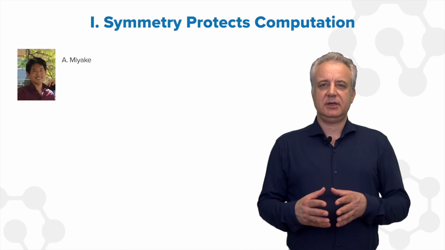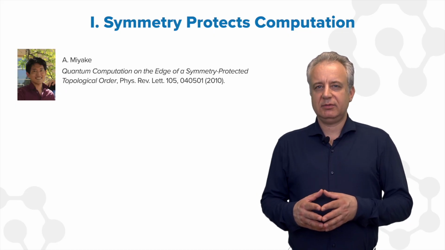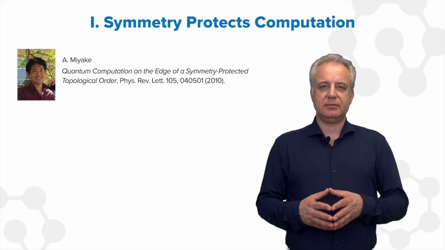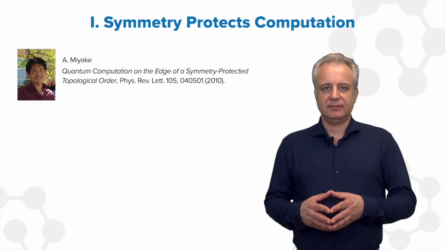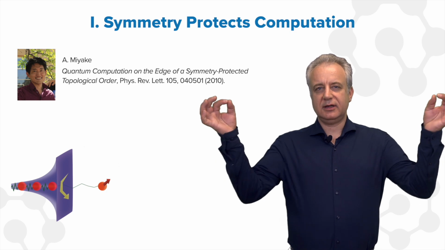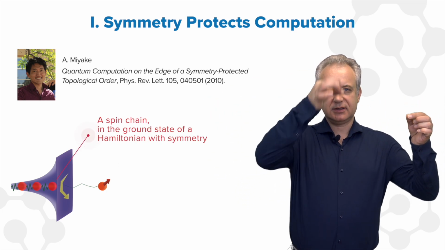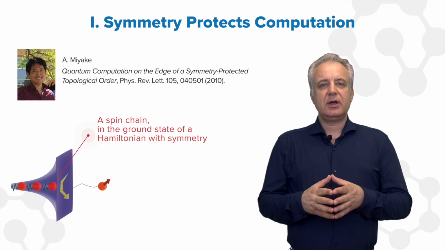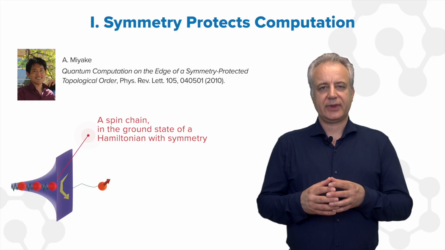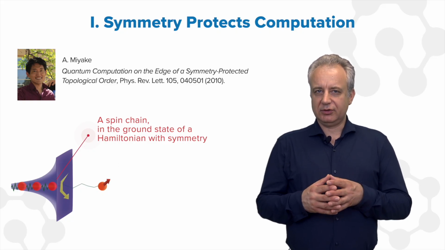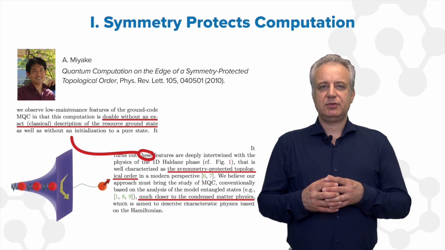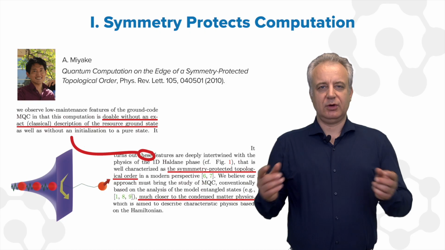It is by Akimasa Miyake, and he obtained it when he was a postdoc at Perimeter Institute. That's some time ago. The result is from around 2010, a little earlier than that. So what did Miyake consider? He looked at a spin chain, a bunch of spins in a chain, which are in the ground state of a Hamiltonian that has some symmetry. And now he was looking at quantum computation with this. His scheme was a hybrid between measurement-based and adiabatic quantum computation.